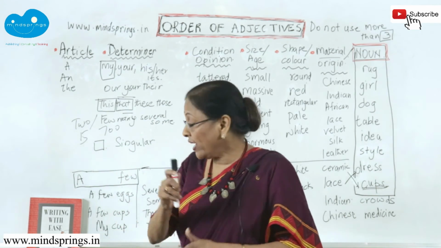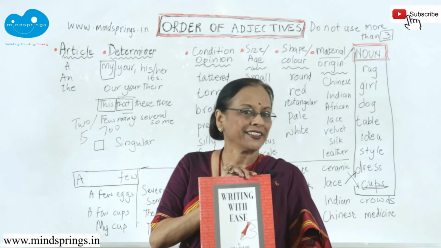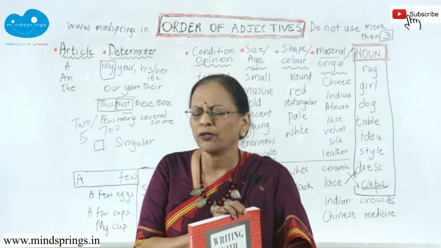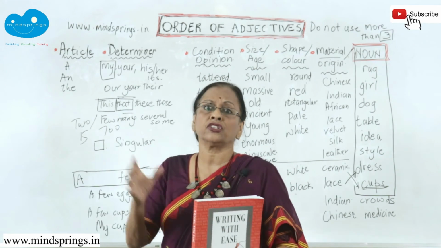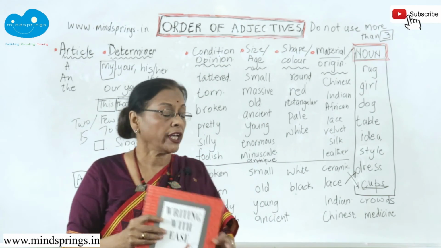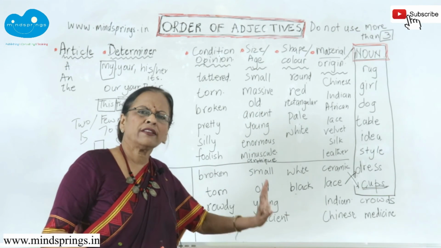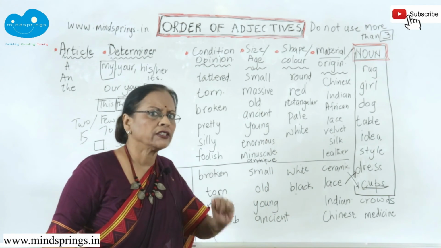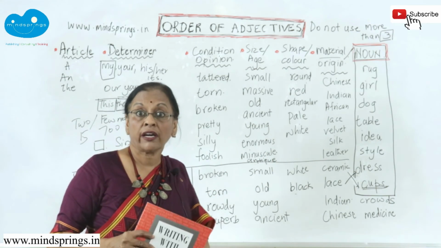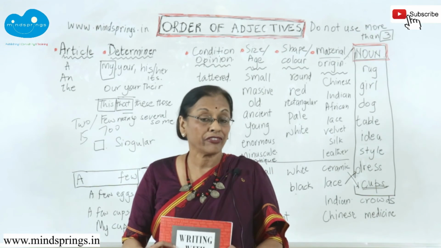So where will you get all these wonderful adjectives? You will get it in Writing with Ease. Writing with Ease has got fabulous adjectives and a large number, thousands of adjectives are there in this. So you just have to take the book and start choosing what you want. Colors तो इतने सारे हैं. There are 2 pages of just colors. So you will find, in fact you will find it hard to choose what you want. But at least you have a reference book.